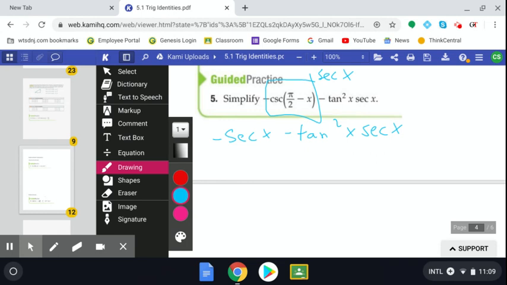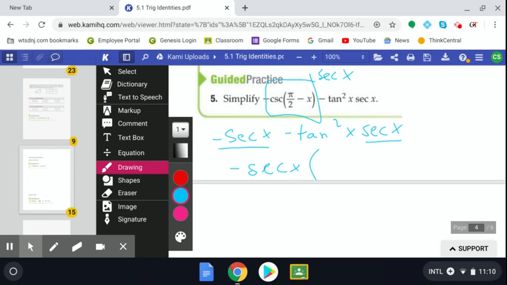So what I would do at that point, because I have secant x here and secant x here, I am going to factor that out, and I am going to say negative secant x. I'm pulling out the negative because I want to get a positive one inside, because that takes me back to one of the Pythagorean identities.